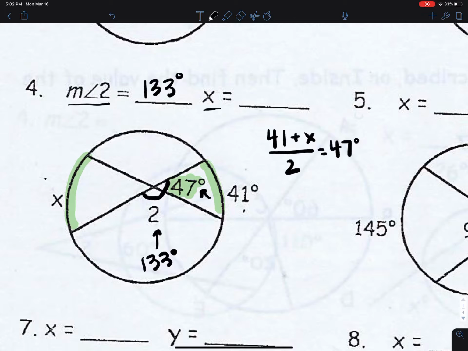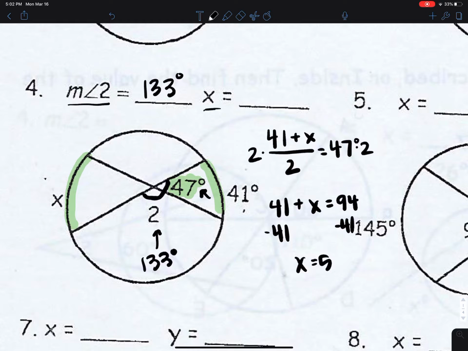So then to solve for x, we would just multiply by 2. So we have 47 times 2. So we get 41 plus x equals 94. And then we subtract 41 on both sides. So we get x equals 53. So that means that this arc over here, the arc measure is 53 degrees. So that's how we do it when it gives us the interior angle and one of the arcs and we have to find the other arc.